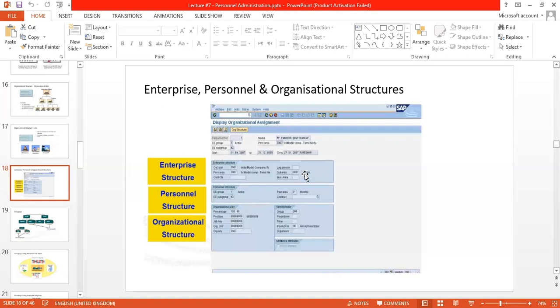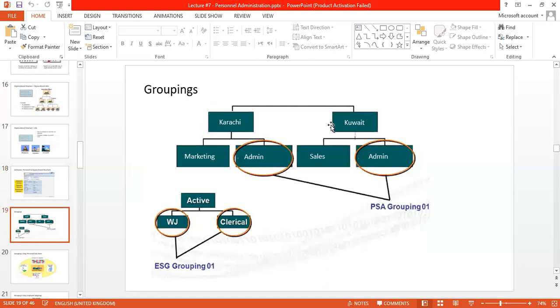Okay. Personnel areas, personnel sub areas. Okay, we have to keep that in mind, or it will actually get a bit confusing. It's not that confusing, but you just have to keep it in mind. Karachi and Kuwait, again, what will this be? Personnel areas. Personnel sub areas are marketing, admin, personnel sub area grouping 01. Now, personnel sub areas are defined independently. It can be grouped as well because admin of Karachi and admin of Kuwait are paid on the 10th, payroll area 10. Okay. So that's how you can group them as well.